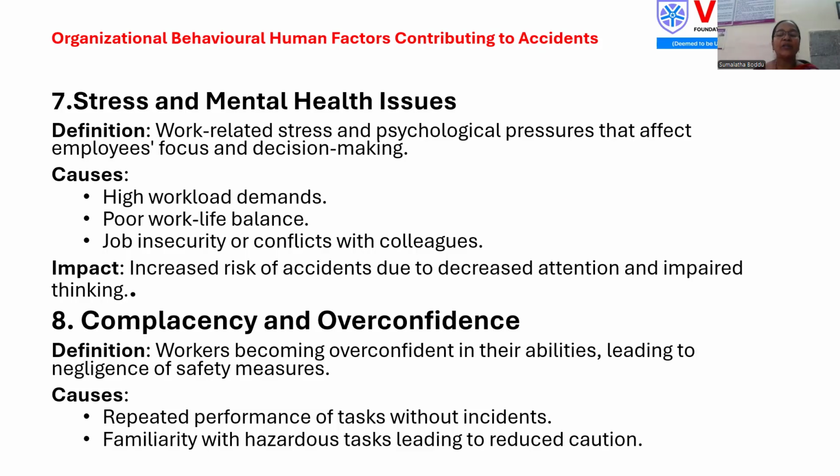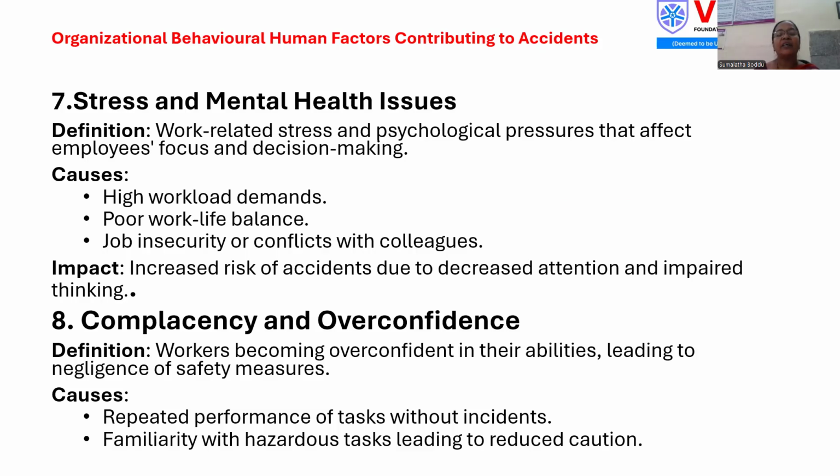Complacency and overconfidence. Coming to the definition: complacency occurs when an employee becomes too comfortable or overconfident while performing routine tasks. What are the causes? Repeating the same task for many years and believing accidents will never happen. Last one is familiarity with the hazardous operations. Coming to the explanation, experienced workers sometimes ignore safety precautions because they feel confident about their skills. For example, a worker may stop using gloves while handling chemicals because nothing happened previously.